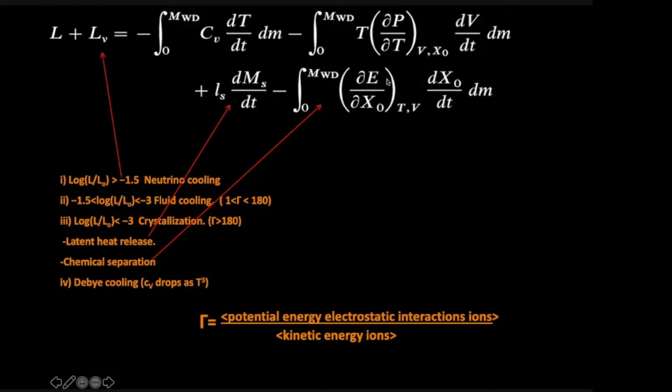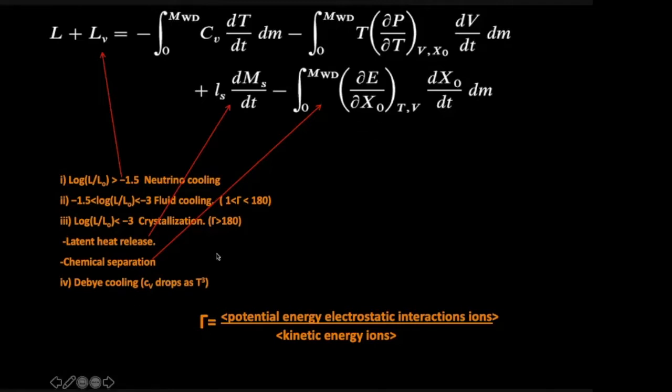This term is the variation of internal energy due to the variation of the chemical composition within the structure. This is a term that exists for all stars, even main sequence stars. It's just because every time you change the chemical composition within the star, you have a contribution to the luminosity due to this term. But of course, when you're nuclear burning, this contribution is completely negligible compared to the nuclear energy release.